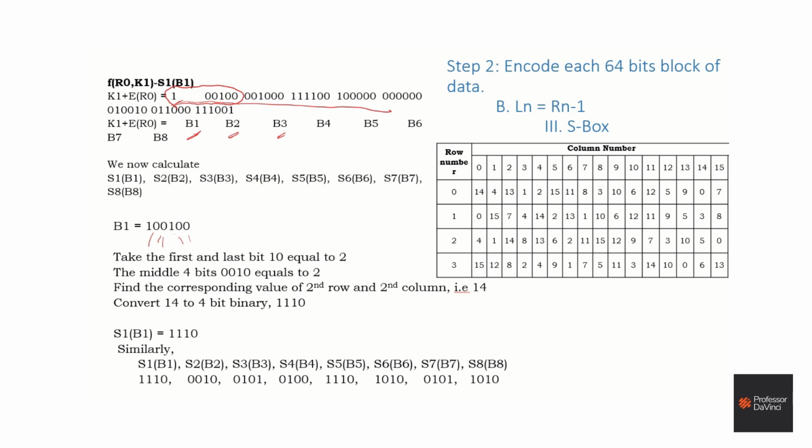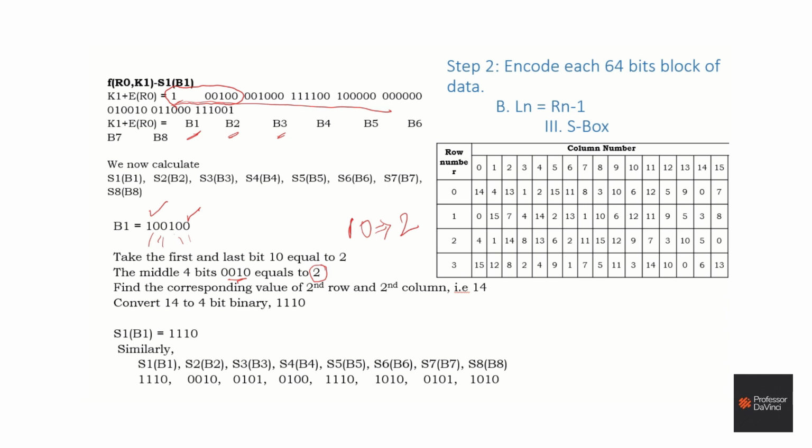What we need to do is take the first and last bit. What is the first and last bit? The 1 and the 0. This is the first bit and the last bit, 10. 10 binary is equivalent to decimal number 2. And the middle four bits, 0010, also correspond to the decimal number 2.